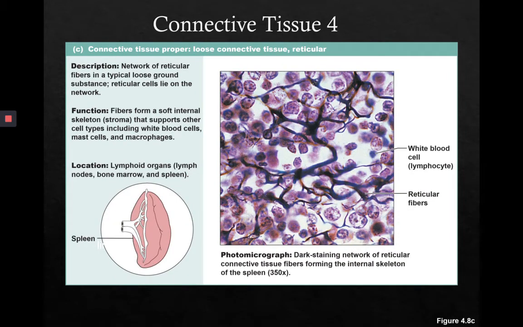And last but not least, for the loose connective tissues, there's reticular tissue, which contains reticular fibers. The reticular fibers generate a stroma that supports soft organs, so it forms the soft internal skeleton of organs like those of the lymph nodes, bone marrow, and the spleen. Really just the lymph organs. And a network of reticular fibers is really the biggest description that you can have for reticular connective tissue, but a network of reticular fibers in a loose ground substance would be the complete description.